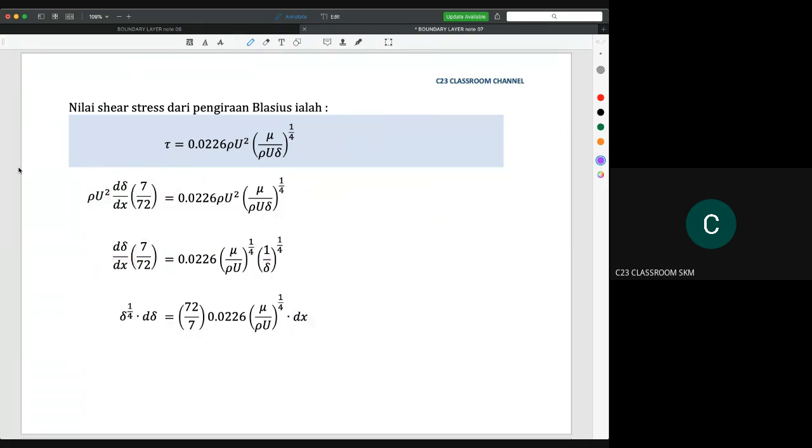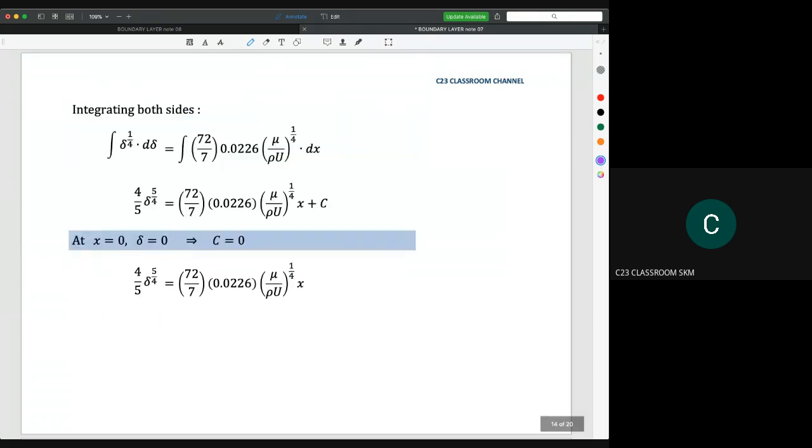Why are we grouping the value of delta here? Because our purpose is to get the value of delta. So that's why we put all the delta in one side, the left side. And then we know that this term is actually not complete because it has the differential form here, d delta dx. So what we need to do is integrate both sides. When we integrate both sides, it will become like this.